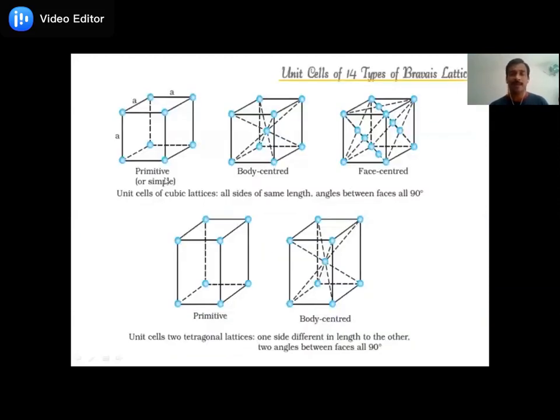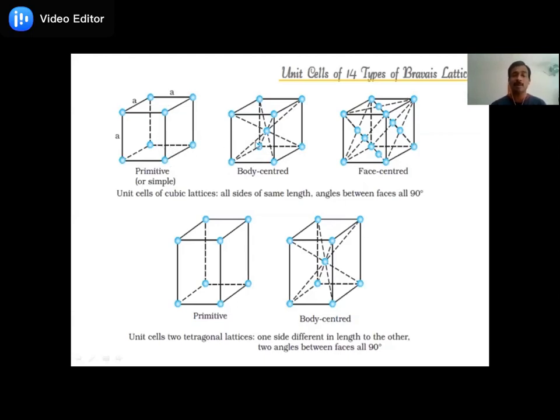Types of Bravais lattices. The crystal system is the cubic unit cell. It can exist in 3 types. The first one, primitive or simple cubic. Particles are present only at the corners. From this figure, it is very clear.